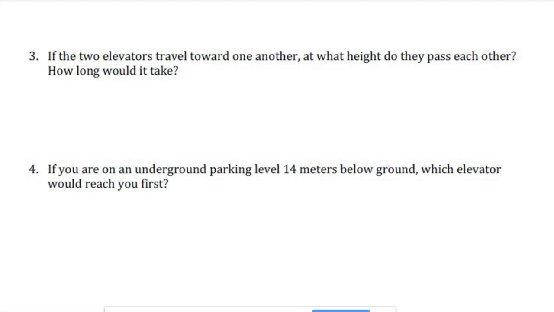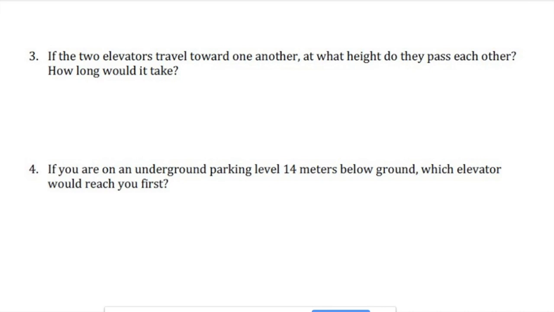Okay, now your paper, you can still see your picture on your paper, not on my screen. But let's take a look at numbers 3 and 4. Number 3 says, if the two elevators travel toward one another, at what height do they pass each other? How long would it take?